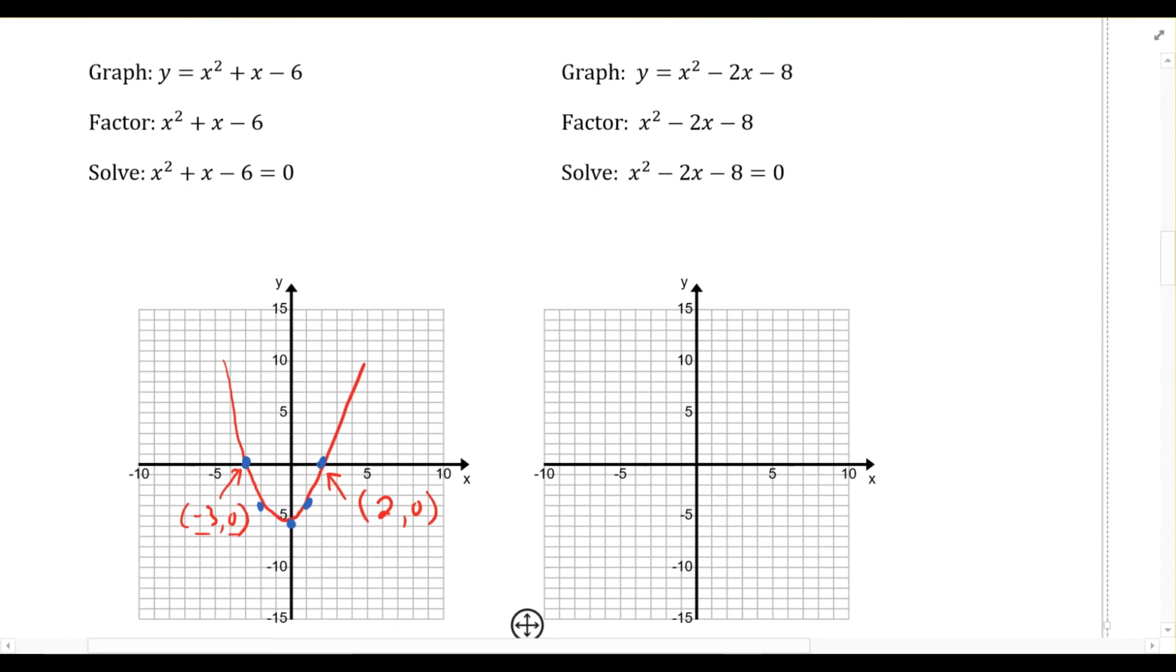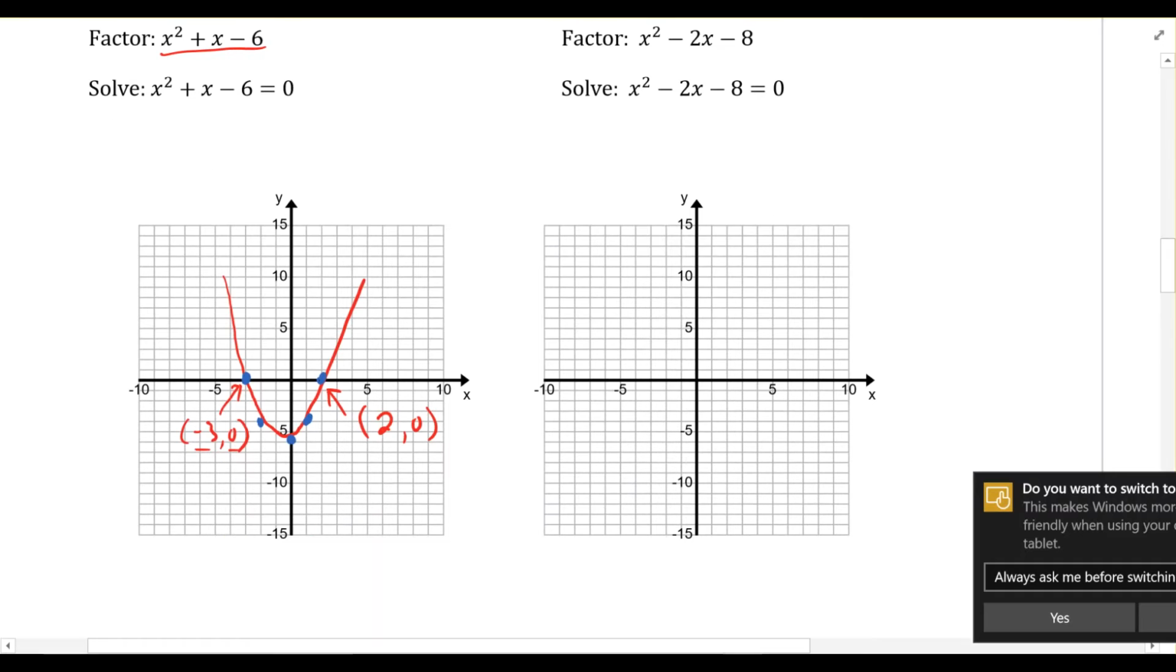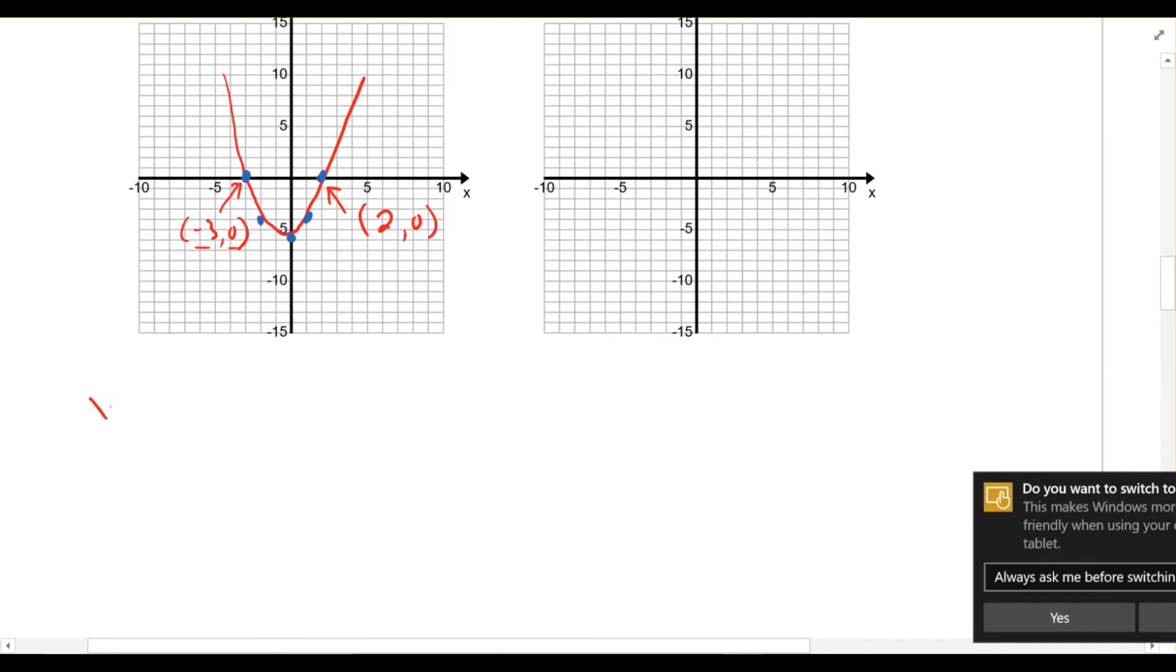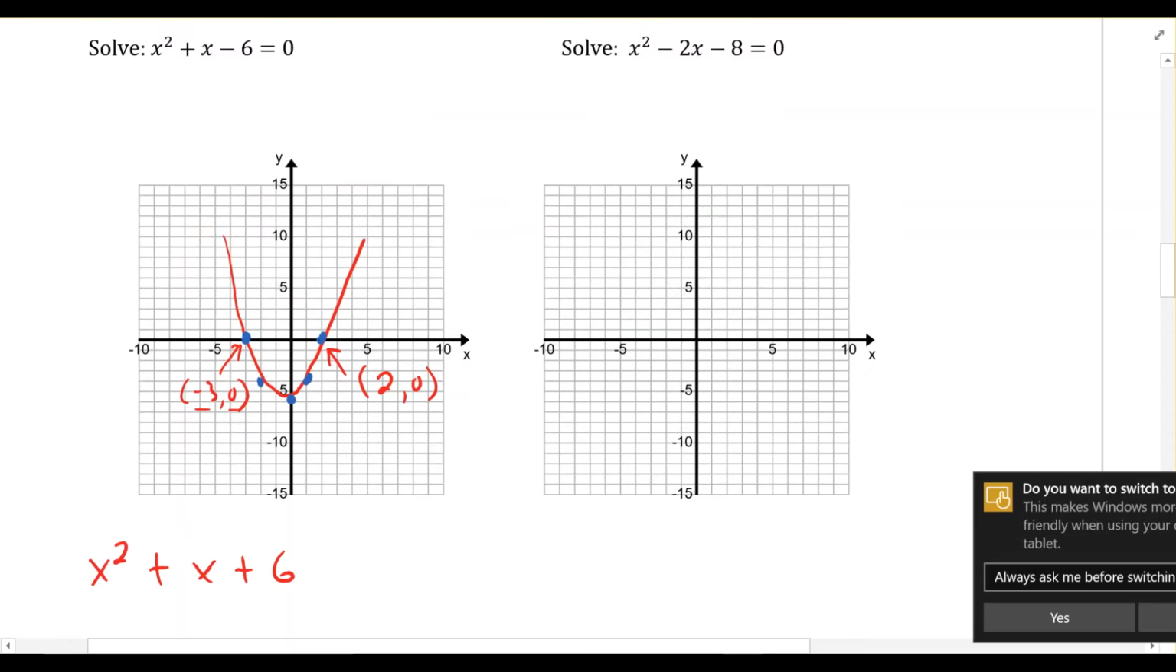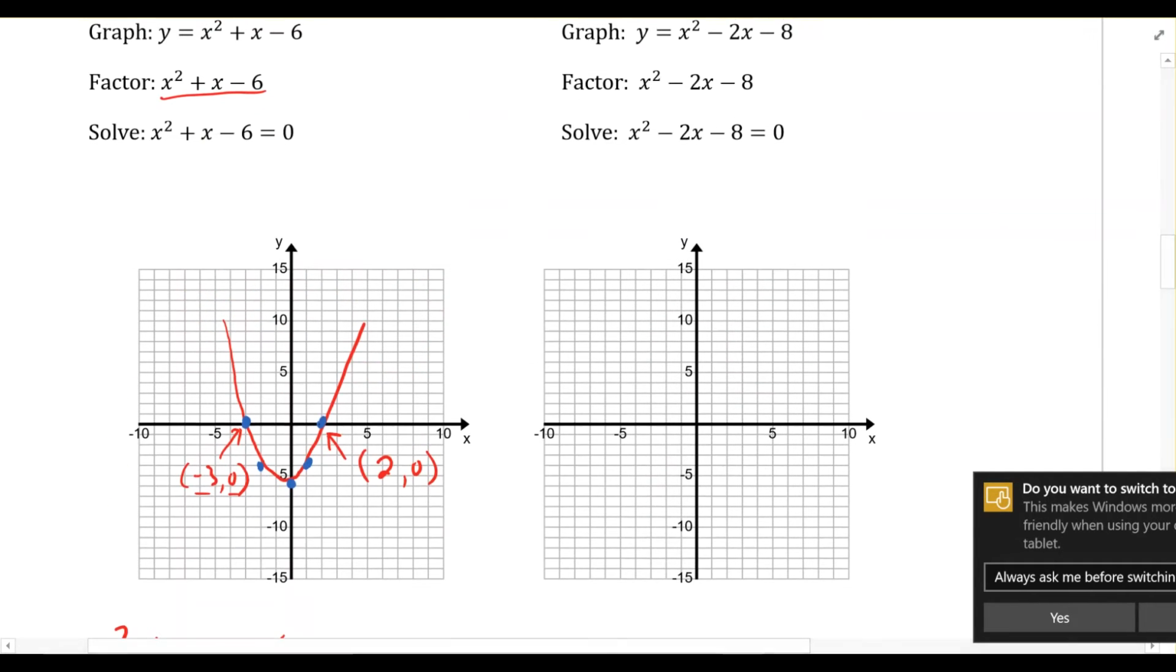Now, what it says to do is factor x squared plus x minus 6. So let's do that down here. We got x squared plus x plus 6. Was it plus 6? Minus 6. Okay, and it also says solve x squared plus x minus 6 is equal to 0. I'll show you what I mean by that.